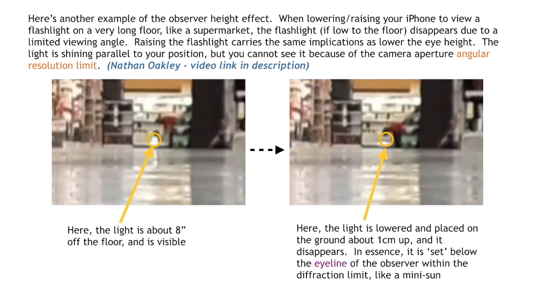So on the left side picture, you can see that the light is about 8 inches off the floor and it's visible. On the right, the light is lowered and placed on the ground, and it's about 1 centimeter up, and it disappears. In essence, it is set below the eye line of the observer, which is the camera, within the diffraction limit, almost like a mini sun.